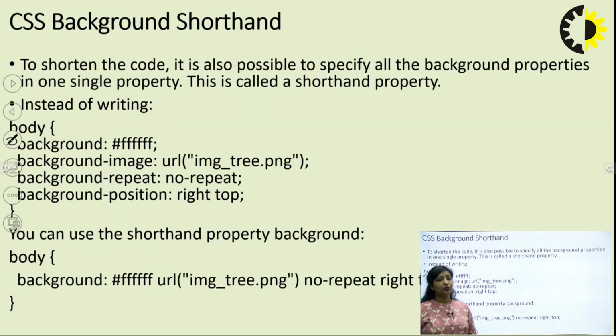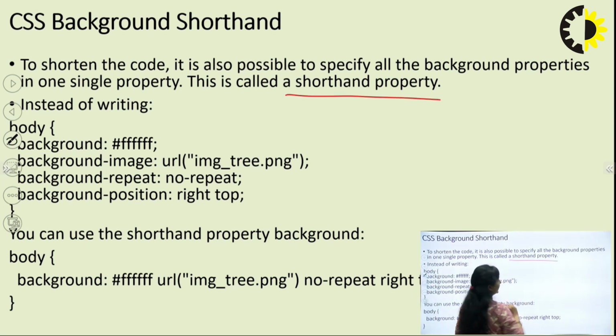Next comes the background shorthand. So, what is basically happening over here? To shorten the code, we can also specify all the background properties in a single property. Making multiple properties under a single property is known as a shorthand property. This particular procedure is known as a shorthand property.